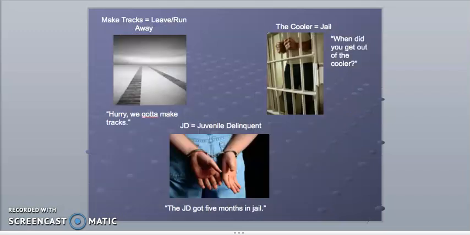To make tracks means to leave or run away, to get away from a situation. Used in a sentence, it would be, hurry, we gotta make tracks. The cooler is jail, so you go to jail to cool down after you've broken the law. Used in a sentence, it would be, when did you get out of the cooler? And then JD means juvenile delinquent, and this is used interchangeably with the word hood. So the greasers get called JDs and hoods throughout the novel, and so, the JD got 5 months in jail. That's what JD stands for, juvenile delinquent.